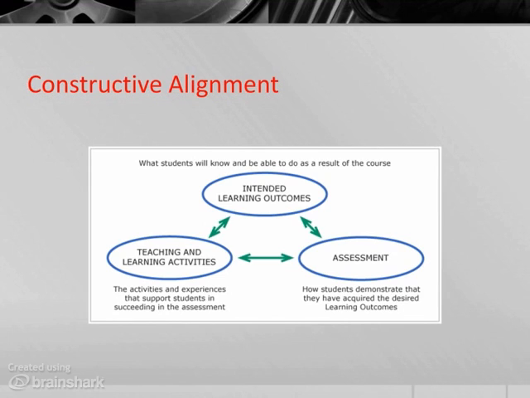I find the best way to think of constructive alignment is as a three-legged stool. If just one leg is weak, the stool collapses and we end up on our bums. The stool needs all three legs to be able to do its job.